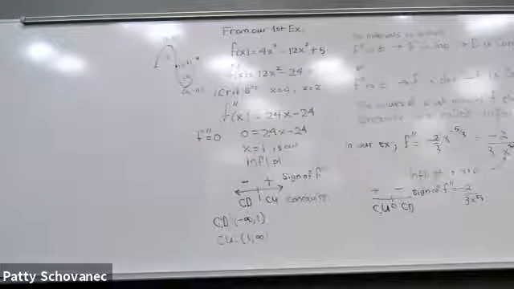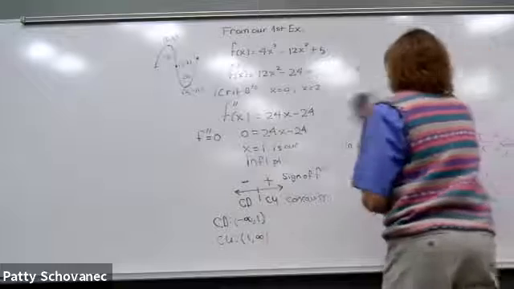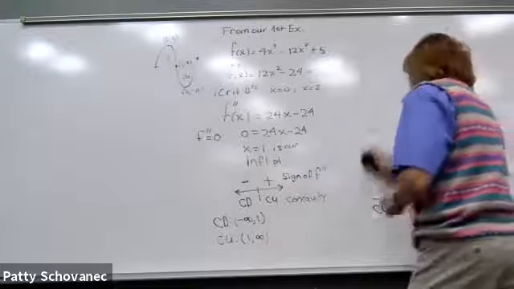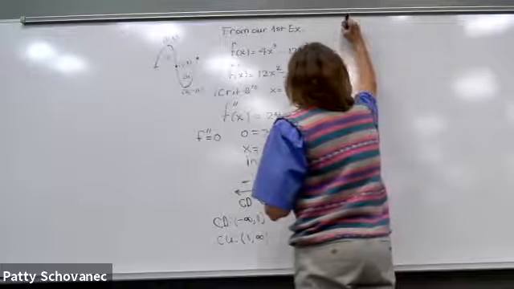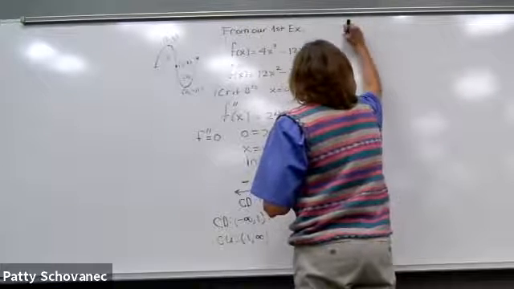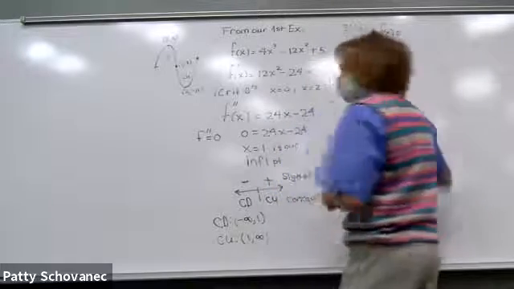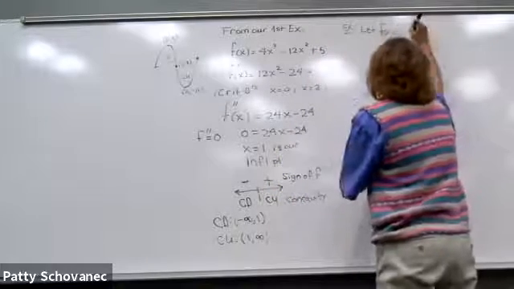Okay, let's look at this next graph. Another polynomial. So try not to act too bored. Let's let f of x be x to the fourth minus 2x cubed.